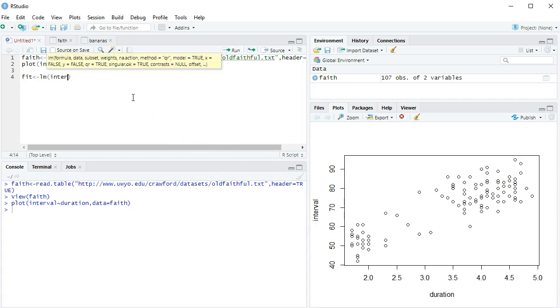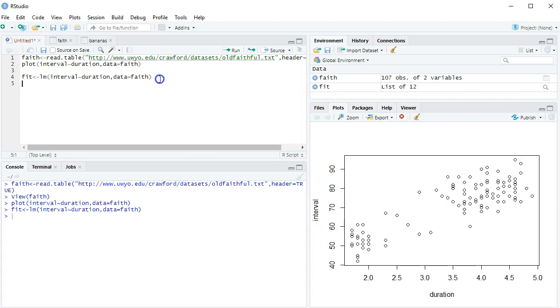Fit, linear model, interval based off duration, data equals faith. Notice that my command here for the linear model looks almost exactly like the plot command, except I changed plot for lm. That's on purpose. That's one reason I looked at the picture this way. When I run this, it doesn't show me anything, but it made a box over here called fit. That fit box is full of all sorts of regression information. If I just say fit and run that to see what's in there, the only thing I'm going to get is the slope and the y-intercept, which isn't a lot of information.